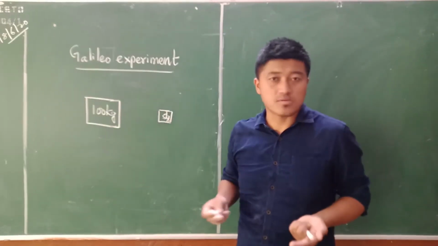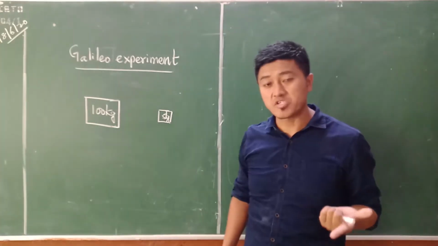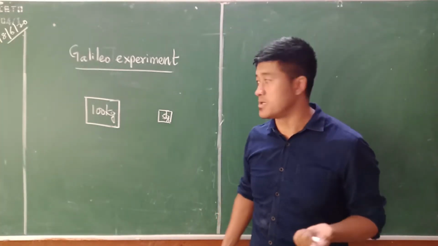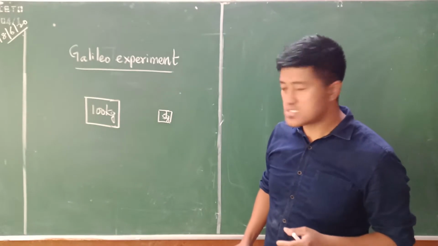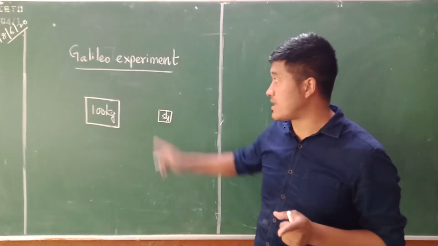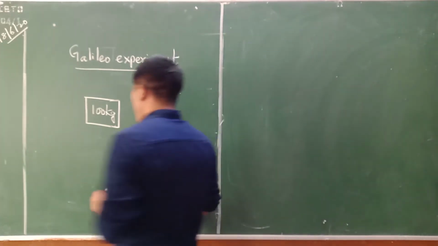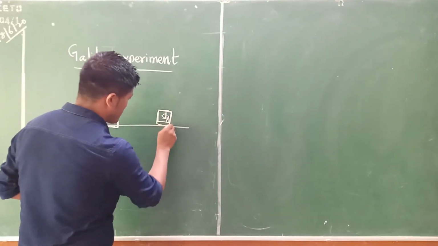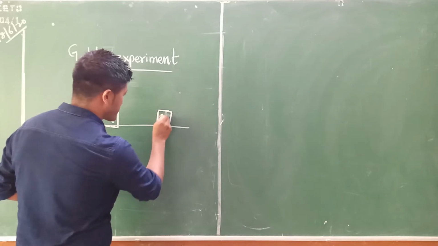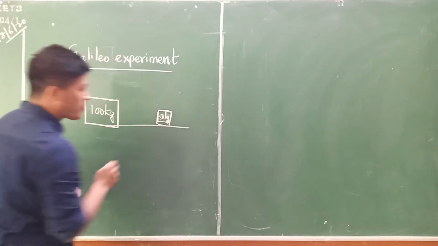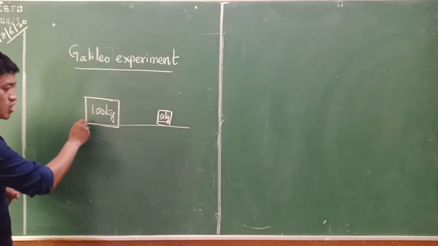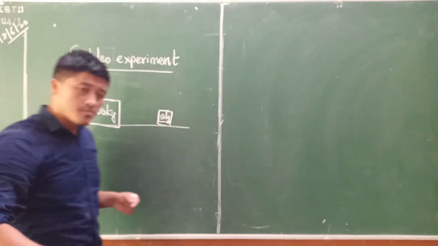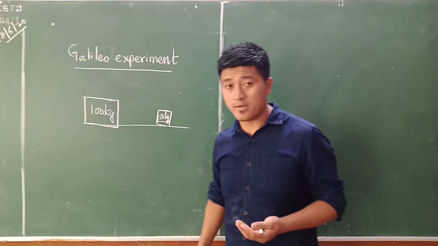This is important for us to know, since yesterday we were talking about the acceleration due to gravity. Let me take one example here. According to Galileo, there is a 100 kg object and, let's say, a 50 kg object, and they were dropped from a certain height.